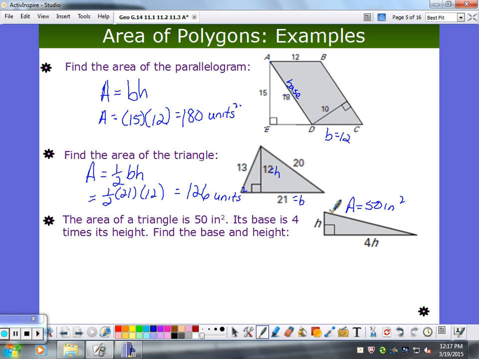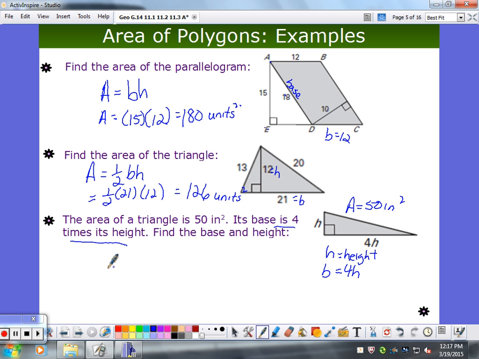Now usually, or often, they don't give you the picture. So you basically have to be able to figure it out. So you say, well, if I let h be the height, then the base equals 4 times the height. So you can use those words to figure out what you decide to do. Draw your own picture.